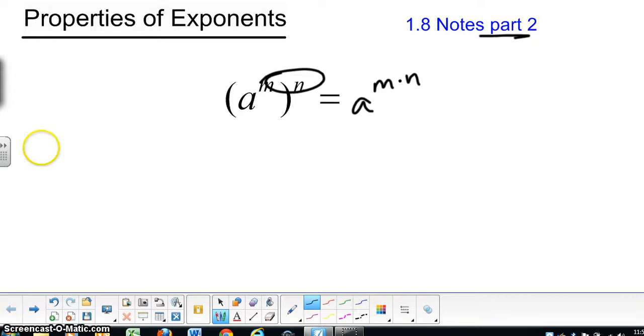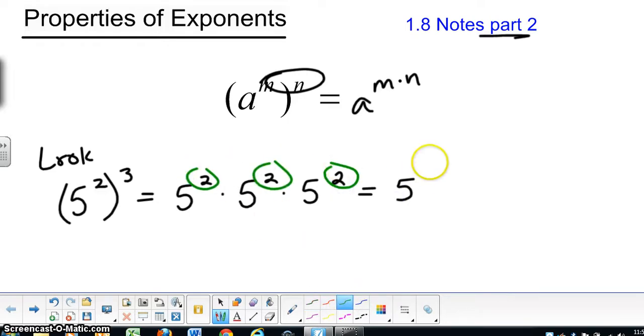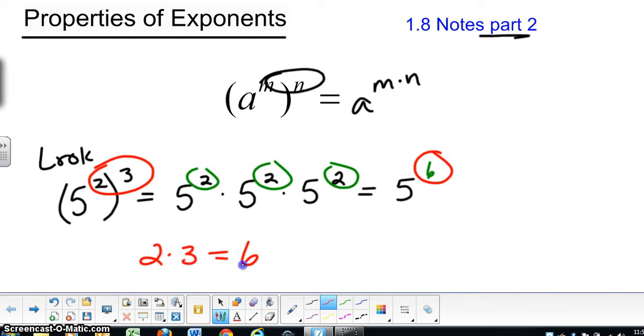what it actually means. So let's look at 5 squared to the third power. What that actually means is that there are 3 of them: 5 squared times 5 squared times 5 squared. And we know from yesterday's lesson that if you have the same base, you keep the base and you add all of the exponents together to get 6. Now if you compare our answer to what's going on right here, you can see that 2 times 3 equals 6.